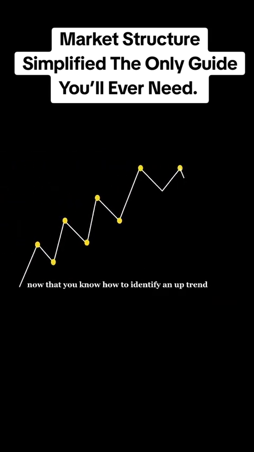Now that you know how to identify an uptrend, a downtrend, and how to follow the trend by entering at the end of pullbacks, let's go one level deeper. Let's talk about how to predict when a trend is likely to end. In an uptrend, the market creates higher highs and higher lows. That's a healthy structure. It tells us that buyers are in control. Each new high shows strong buying pressure, and each higher low confirms that buyers are still defending the market.